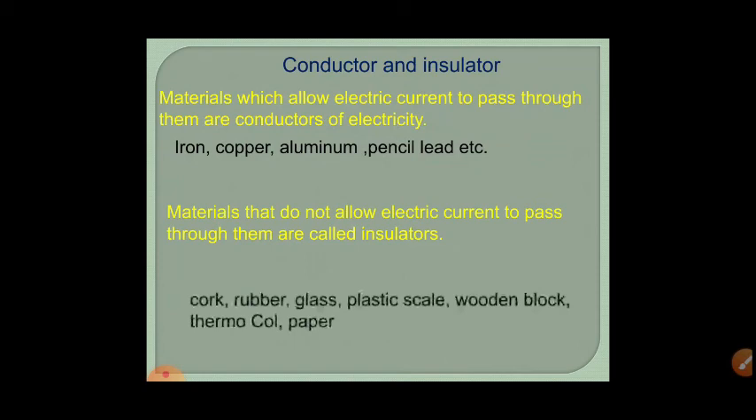But the human body is a good conductor of electricity. That's why if we touch electrical appliances with a wet hand, or if the electric wire directly connects with the human body, we will get an electric shock, because the human body is a good conductor of electricity. So this chapter I have finished.